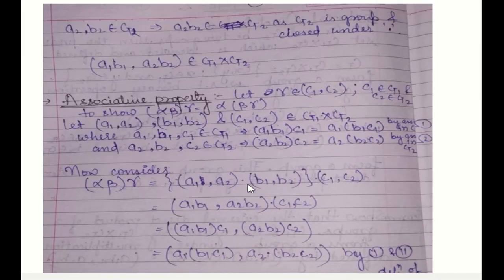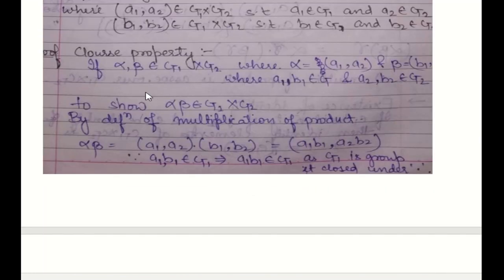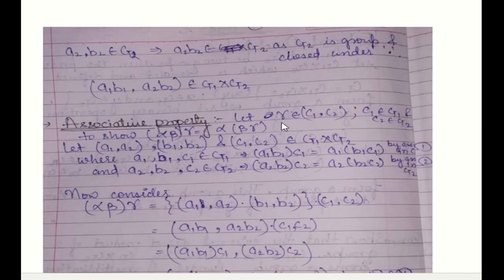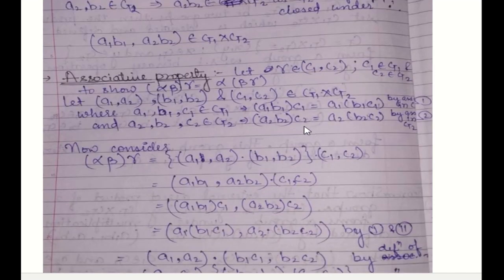Now we prove the associativity. For this, we consider one more element. We have already taken two elements: alpha is (A1, A2), beta is (B1, B2). So now we take gamma, which is (C1, C2), where C1 belongs to G1 and C2 belongs to G2. Now we show this multiplication of products is associative over elements of G. For this, we have to show (alpha beta) gamma is equal to alpha (beta gamma).